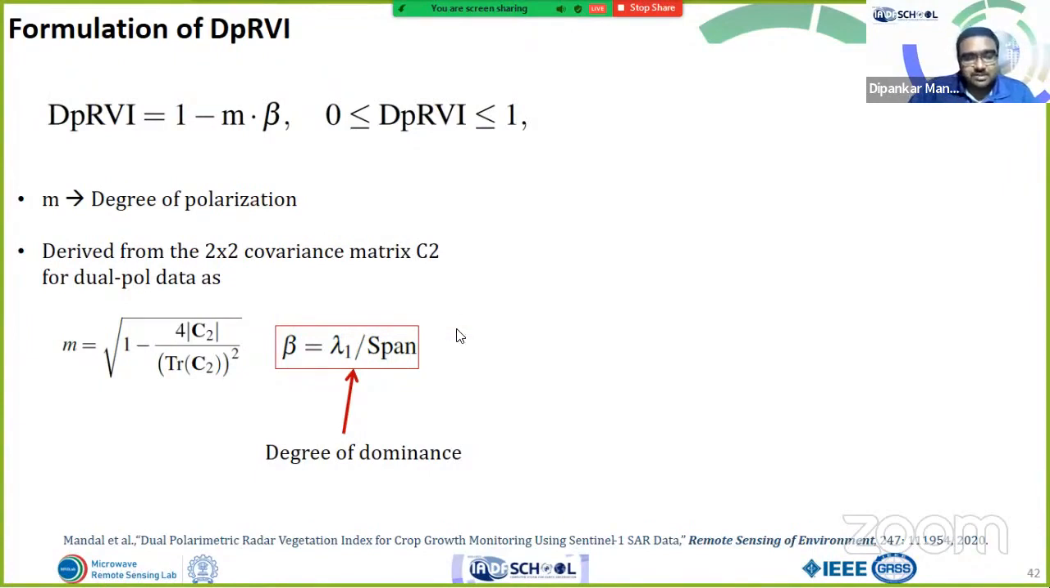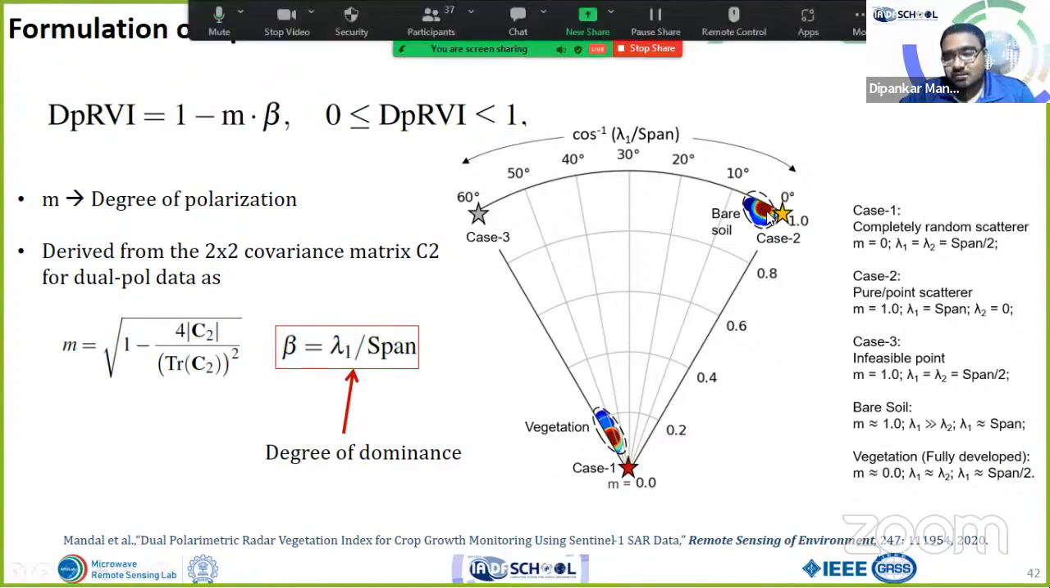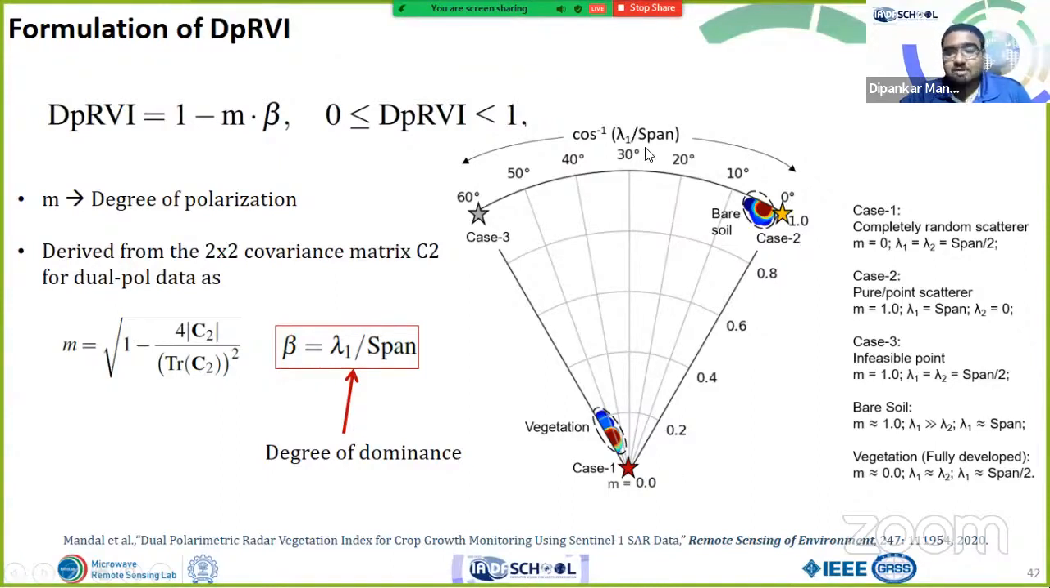For the SLC product, we start with the degree of polarization, and there is a degree of dominance, shown as lambda by span. If we plot these two components in a polar diagram, you can see the vegetation components located near the origin, whereas bare soil situations are at the right side corner, with degree of polarization close to 1 and the cos component of degree of dominance close to 0. For vegetation, this cross component is almost 60 degrees, which shows more randomness, and m is close to 0, which also signifies more randomness coming from vegetation surfaces.